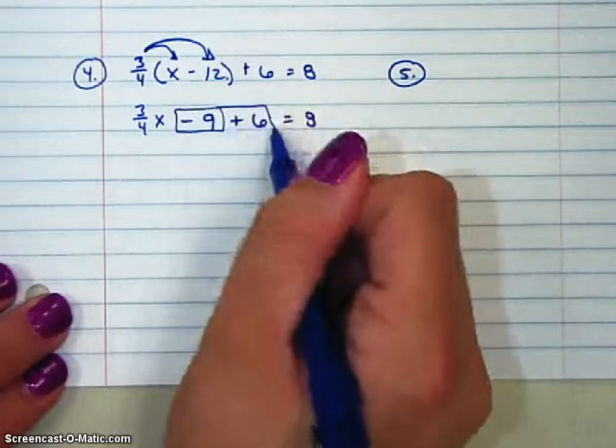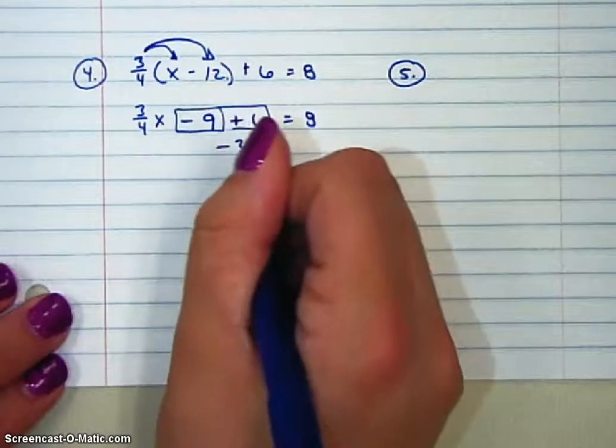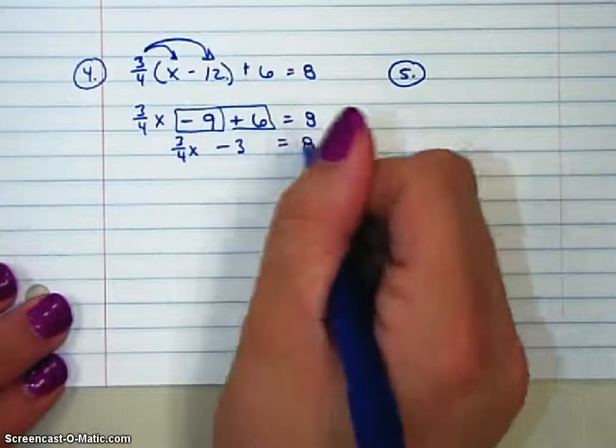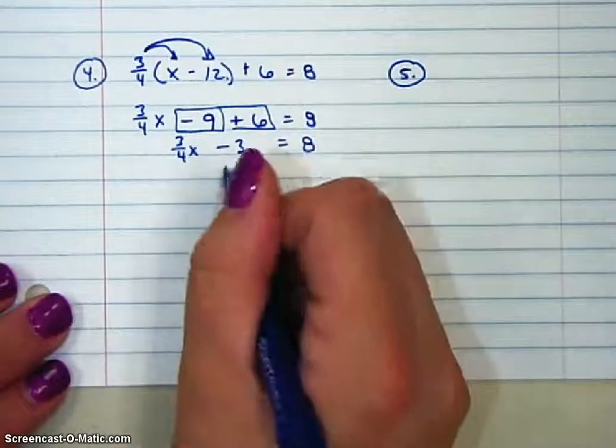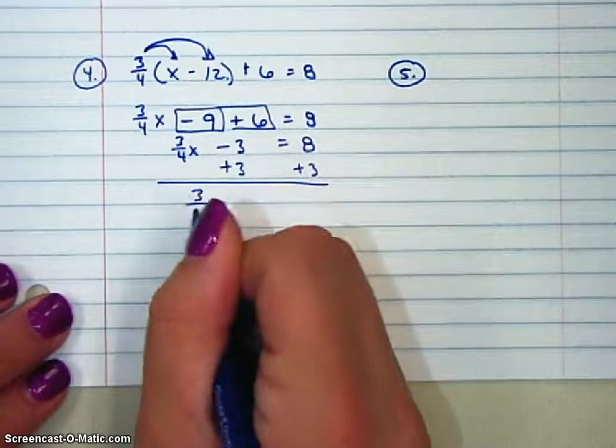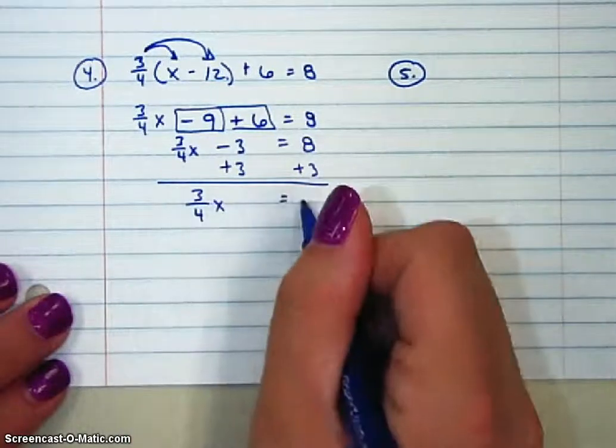Negative 9 plus 6 is negative 3. Make sure you don't forget about the 3/4 x, or the minus 8. Then add 3 to both sides. So 3/4 x equals 11.